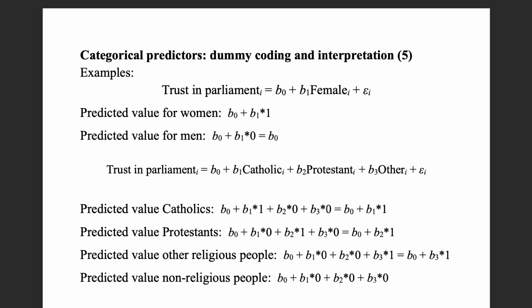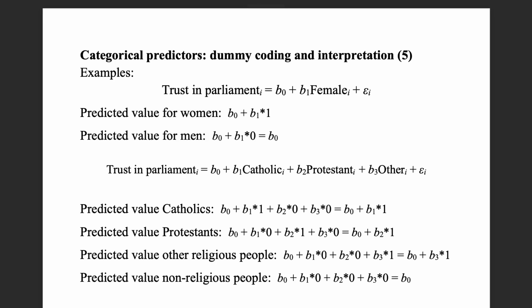And then what is the predicted value for the non-religious people? So in other words, the reference category, the people that are not captured by our three dummy variables. Well, it's B0, the constant value that everybody gets, plus B1, the coefficient for being a Catholic, multiplied by 0 because these people are not Catholic, plus B2, the coefficient for being Protestant, multiplied by 0 because these people are not Protestant, plus B3, the regression coefficient for belonging to other religious denominations, multiplied by 0 because these people also do not belong to other religious denominations. They don't belong to any religious denominations. They are non-religious. So also that B3 coefficient is multiplied by 0.